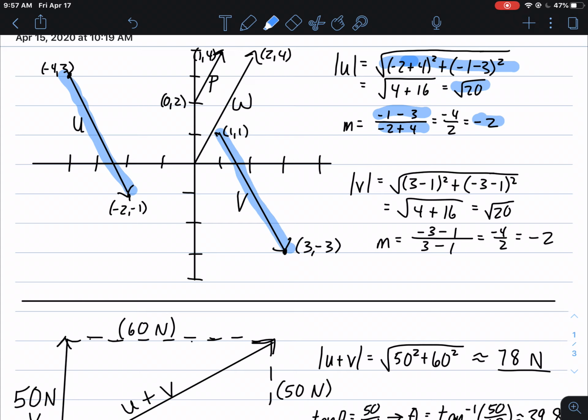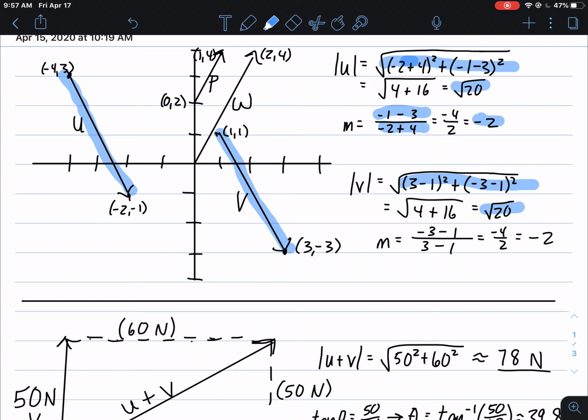Vector v. Again, just using the distance formula. Initial point is at 1, 1. Terminal point, 3, -3. So I'll take the difference in the x coordinates, 3 minus 1 squared, plus the difference in my y coordinates, -3 minus 1 squared. And I've got 2 squared, which is 4, and -4 squared, which is 16. So again, I get square root of 4 plus 16, or square root of 20. So I've got the same magnitude for vector v that I do for vector u.